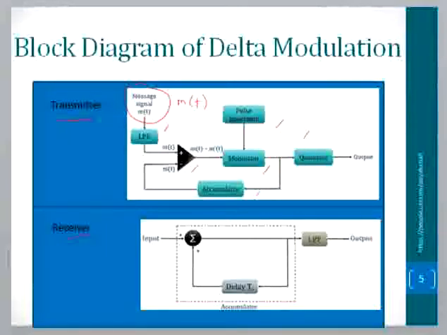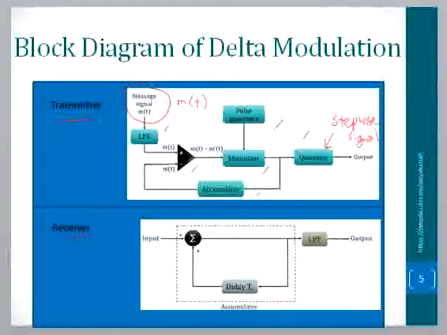Then the output of the modulator is given to the quantizer. The quantizer generates the output in the form of steps, that means a stepwise signal. The function of the quantizer is that what was previously a pulse signal becomes a stepwise signal.